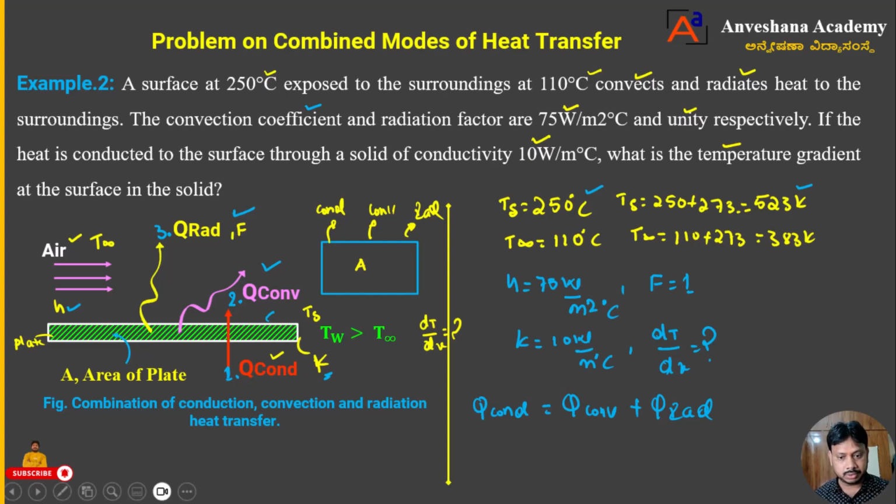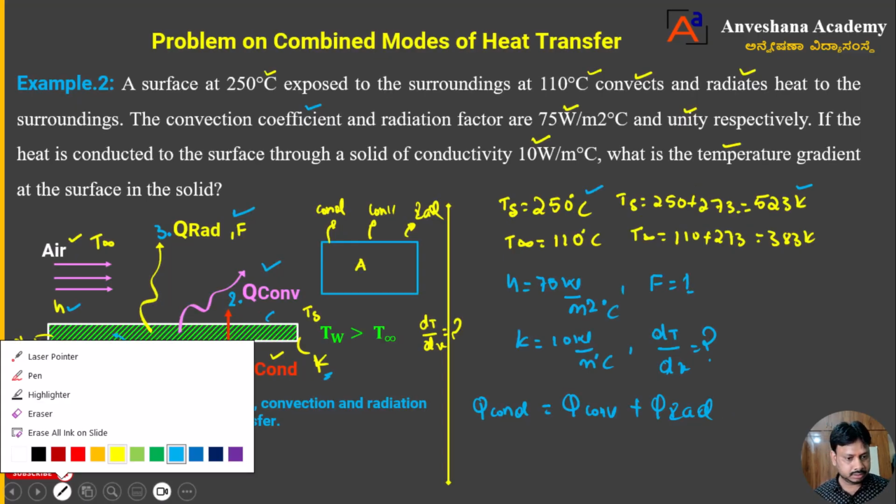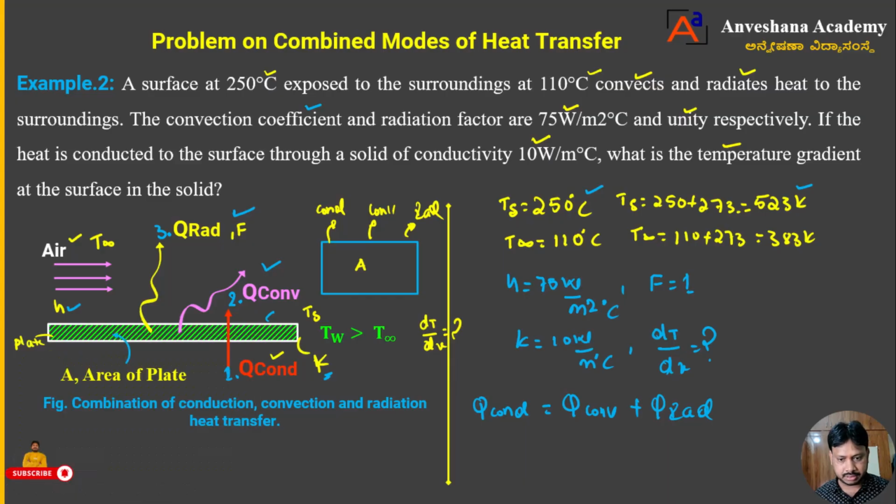Dear students, we know the equation for conduction. What is the equation for conduction? That is minus kA dT by dx, which is equal to the convection heat transfer, hA into (Ts minus T infinity), plus the radiation heat transfer. To calculate the radiation heat transfer, we know the equation. What is that?